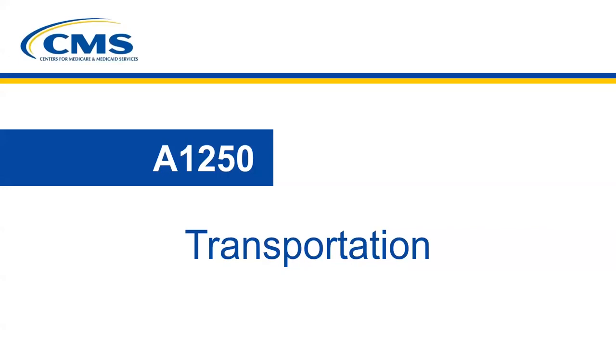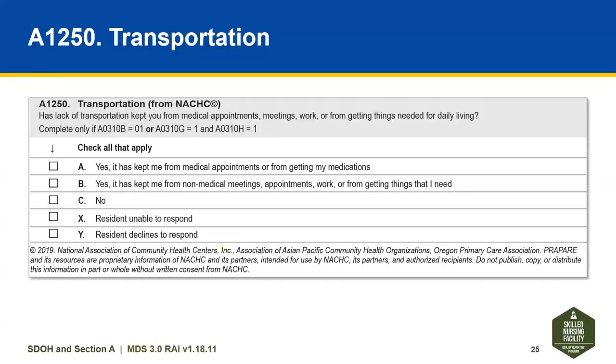So we've got one more SDOH data element to review in section A, and that is A1250, transportation. And here's the snapshot of that data element. Transportation is collected on admission and discharge, but only when the assessment is coded as a 5-day PPS assessment. So when A0310B is coded 01, or on a Part A PPS discharge assessment, and that's when A0310G and A0310H are coded as 1.